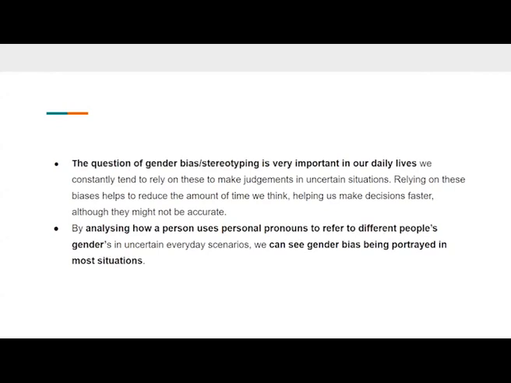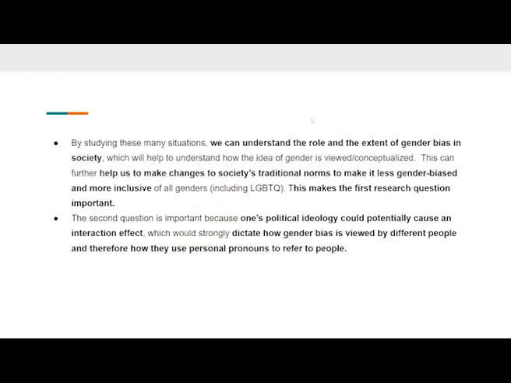This can play out in gender bias by analyzing how people use personal pronouns to refer to other people's gender in uncertain everyday scenarios. By studying these situations, we can understand the role and the extent of gender bias in society. The first research question is important because it can help us realize how we are prone to conceptualizing gender and how this can further help us make changes to society's traditional norms to make it less gender biased and more inclusive of all genders, including members of the LGBTQ plus community.